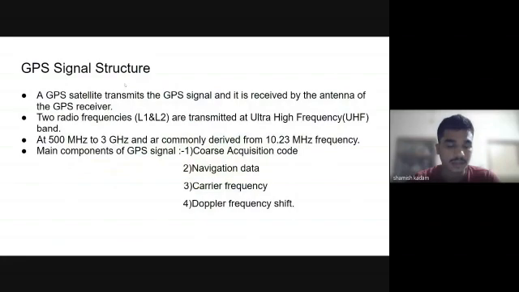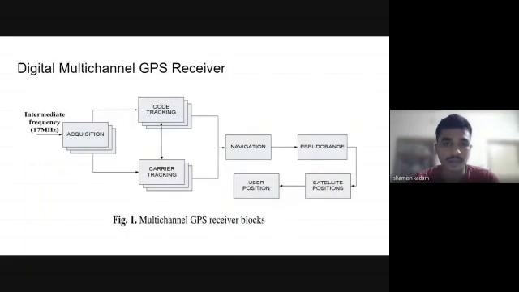The GPS signal structure. The GPS satellite transmits the signal, and it is received by the antenna of the GPS receivers. The GPS signals are transmitted on two radio frequencies in the ultra high frequency band, which are L1 and L2, and are commonly derived from a frequency of 10.23 megahertz. The GPS signal consists of mainly 4 components: coarse acquisition code, navigation data, carrier frequency, and Doppler frequency shift.